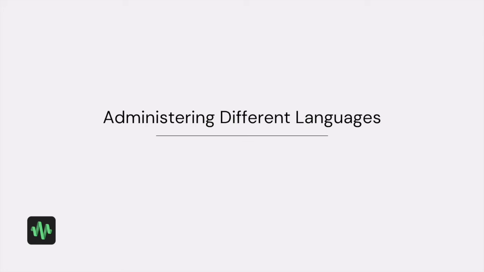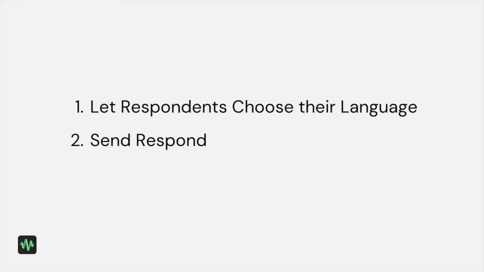Now that we've previewed the survey and everything looks good, it's time for us to think about how we want to administer the survey in different languages. You can do this in one of two ways. You can either have participants choose what language they want to take your survey in, or you can send a translated version of your survey to participants directly.